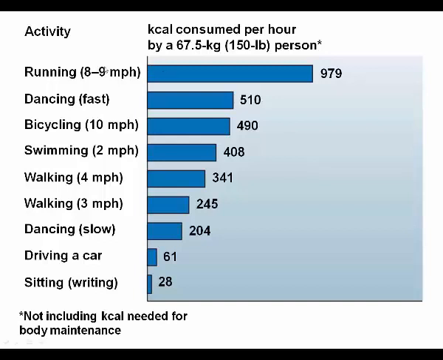In the book, we've got a list of how many kilocalories are consumed per hour by a person who's like 150 pounds, running: 979 kilocalories of energy. And this is actually not including all of the energy that's required just to keep cells surviving.